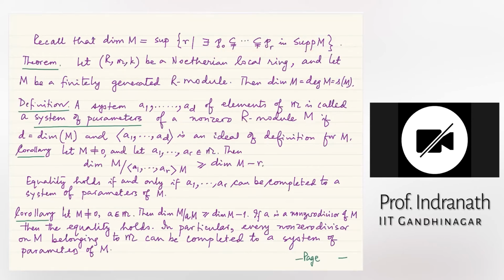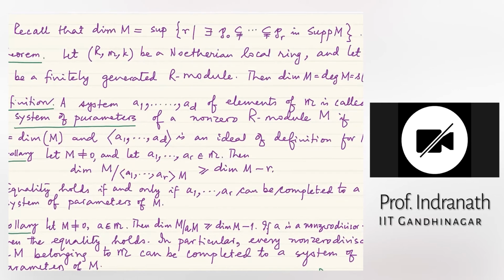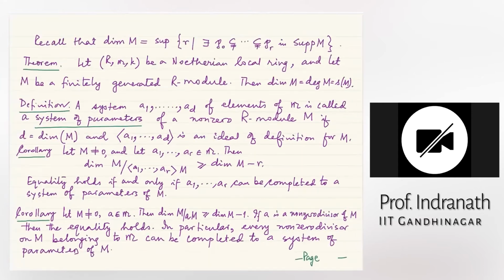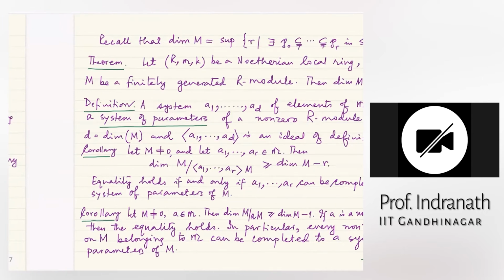This is what I was talking about, that it has been done in utmost generality in detail, that if you have a Noetherian local ring and a finitely generated R-module, then you have this equality. Okay. And again, a well-known definition: a sequence of elements in M is called a system of parameters for a non-zero R-module M if D is the dimension and this is an ideal of definition for M. You know what ideal of definition means, okay? So that means that the length condition is satisfied, okay?